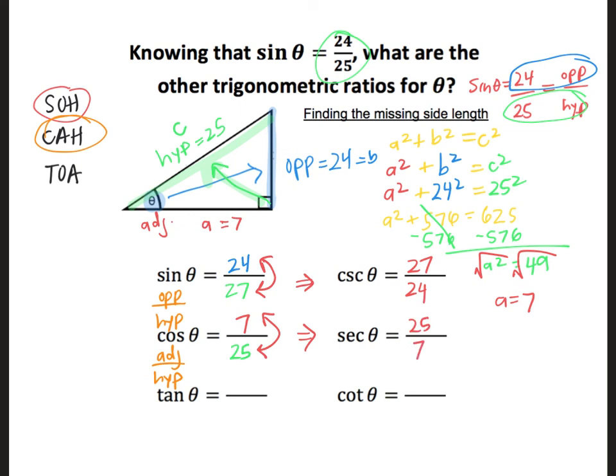And then my last one, tangent, TOA. So O is opposite, A is adjacent. My opposite side is 24. My adjacent side is 7. We're going to go ahead and flip those. And when we do that, we get 7 over 24. So those are your trigonometric ratios for theta for this problem.